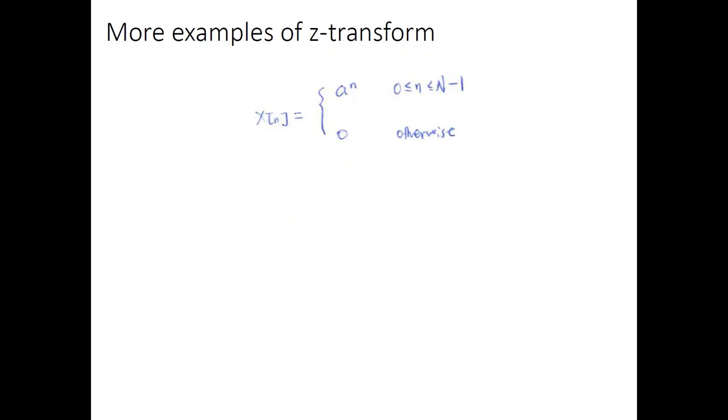from zero to capital N minus one, where capital N is a given constant, and x of n is zero otherwise. For this signal, try to calculate its Z transform. Two minutes.